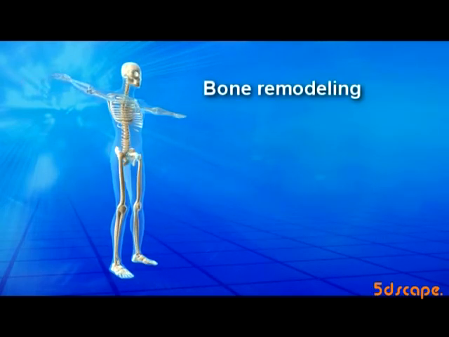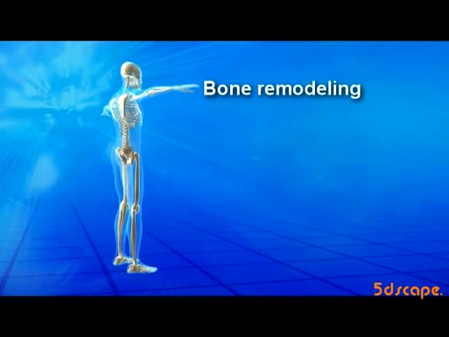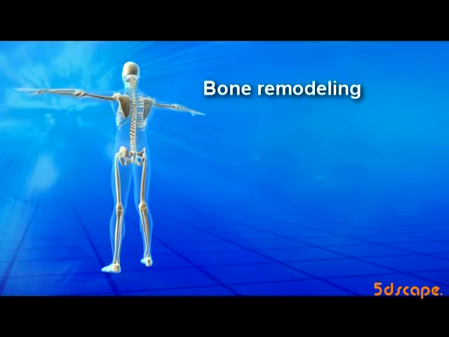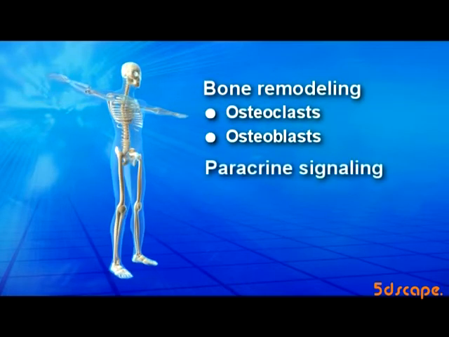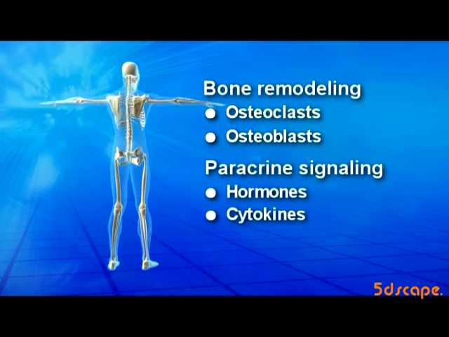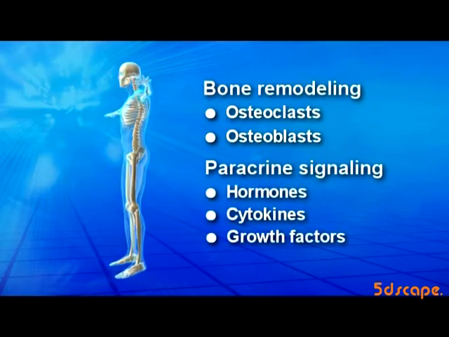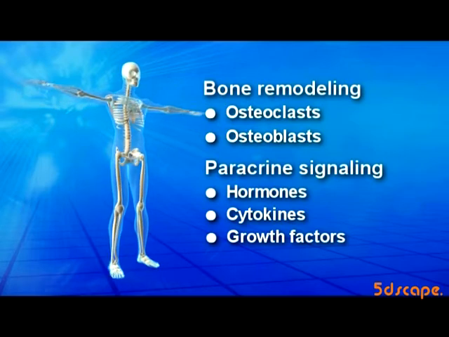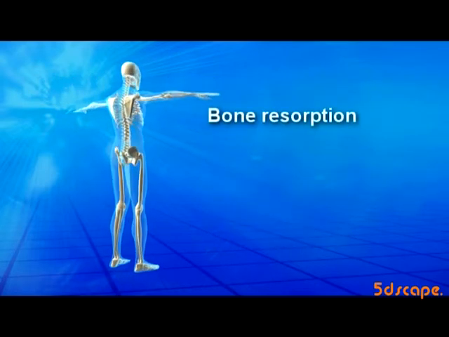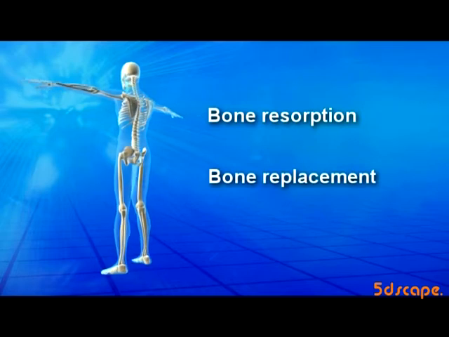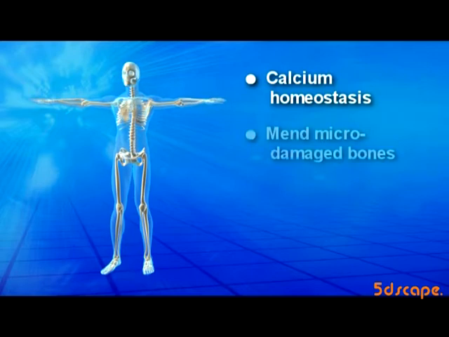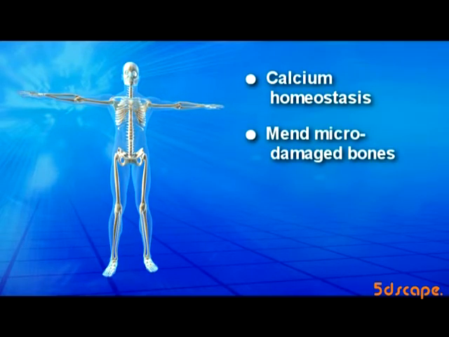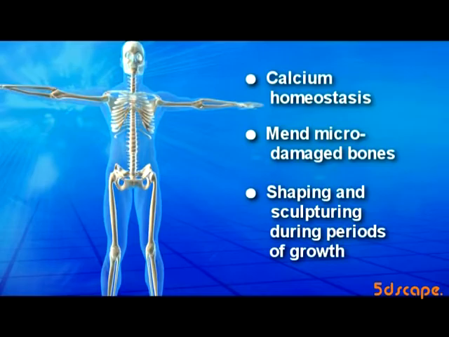Bone remodeling is a fairly orderly process occurring continuously throughout a person's life. The process involves osteoclasts and osteoblasts, using paracrine signaling involving hormones, cytokines, and growth factors to control the activity of each other. This maintains a carefully orchestrated balance between bone resorption and bone replacement. Bone remodeling also helps regulate calcium homeostasis, mends micro-damaged bones from everyday stress, and aids in the shaping and sculpturing of the skeleton across the lifespan.